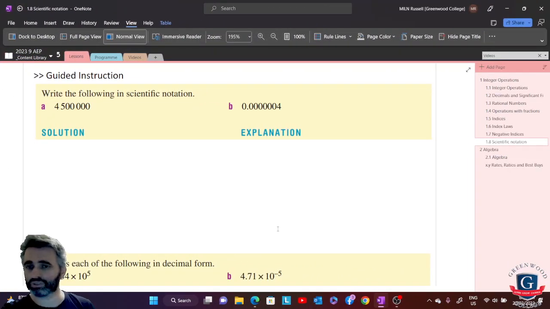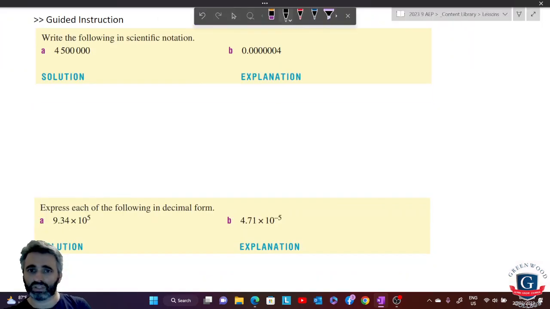Hi everybody, this time we're going to have a quick look at scientific notation. Scientific notation has a particular mode to it. So if I make this full screen, a number in scientific notation should have a non-zero digit out the front, a decimal place, some more digits, and then multiplied by 10 to some power. The power can be positive or negative, it can even be zero.